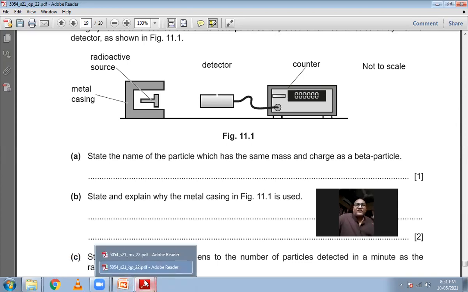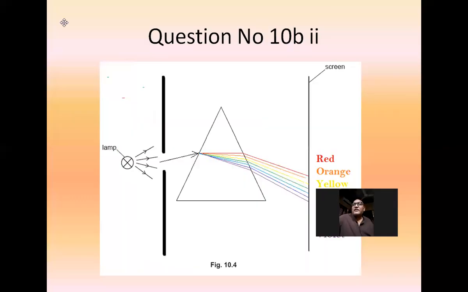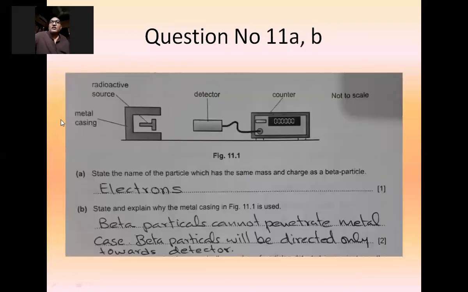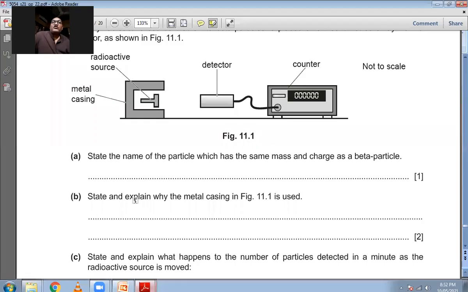It's kind of safety. Okay, so let me show you my answer, and then we will see. Here you can see that the first answer is electron. The second is: state and explain why the metal casing in figure 11.1 is used. Beta particles cannot penetrate the metal case. Beta particles will be directed only towards the detector. Because the beta particles cannot penetrate through the metal casing, it's a kind of safety precaution. So your students or scientists standing here will be safe from the beta particles. Okay, so the next question coming up, let me show you from the question paper.